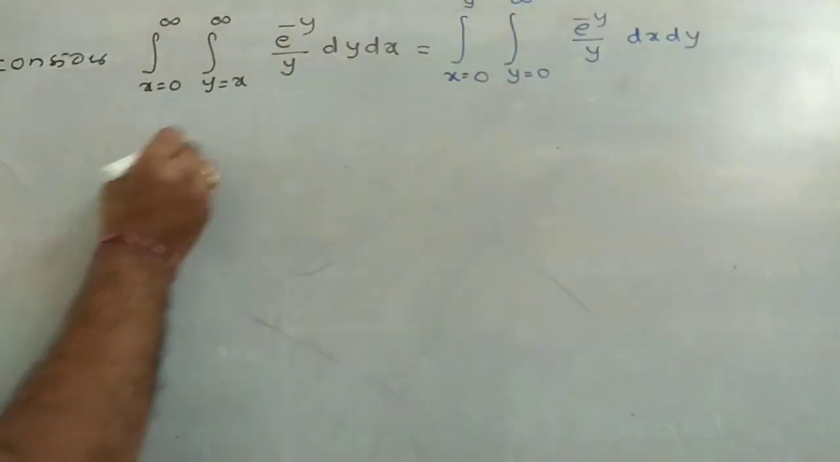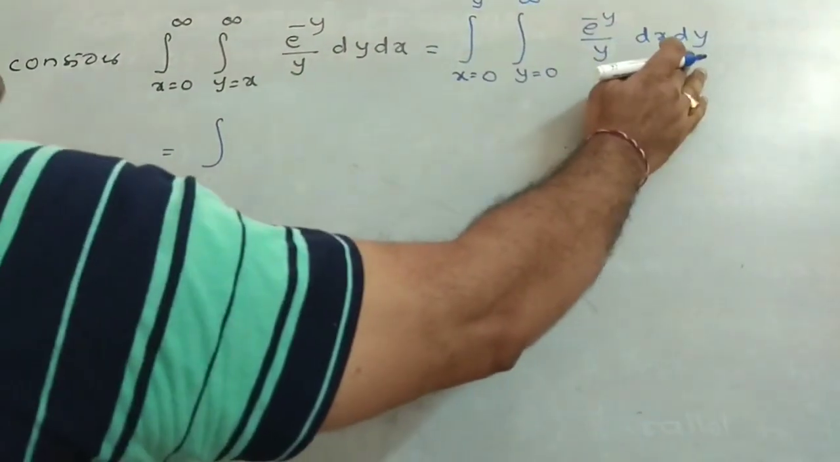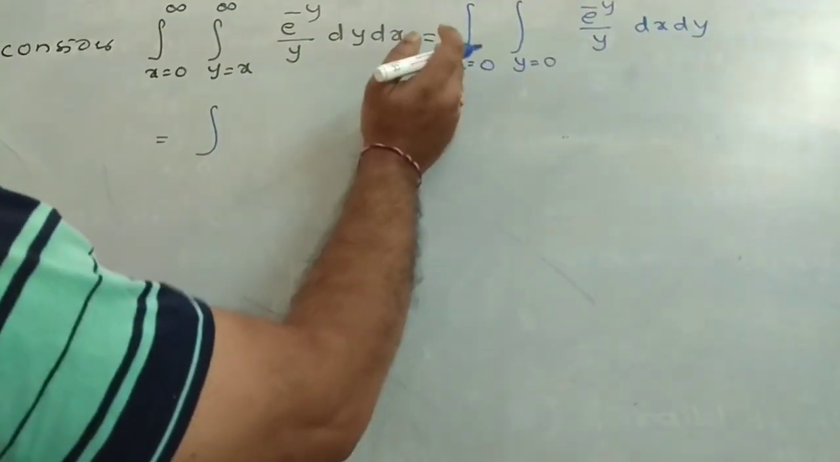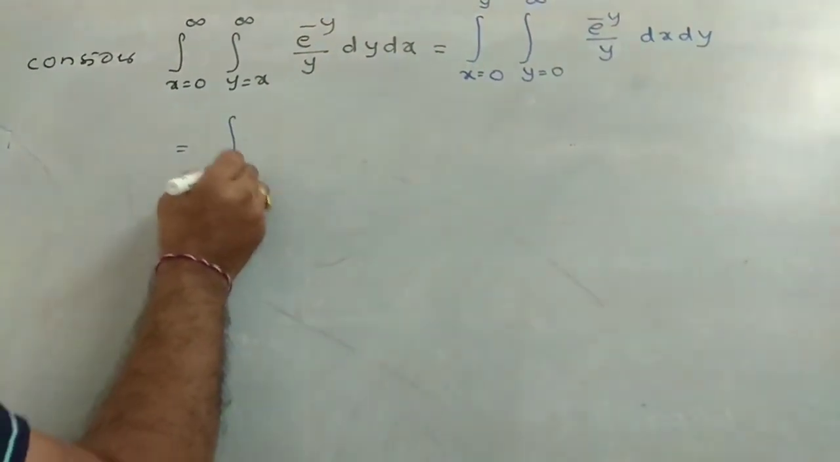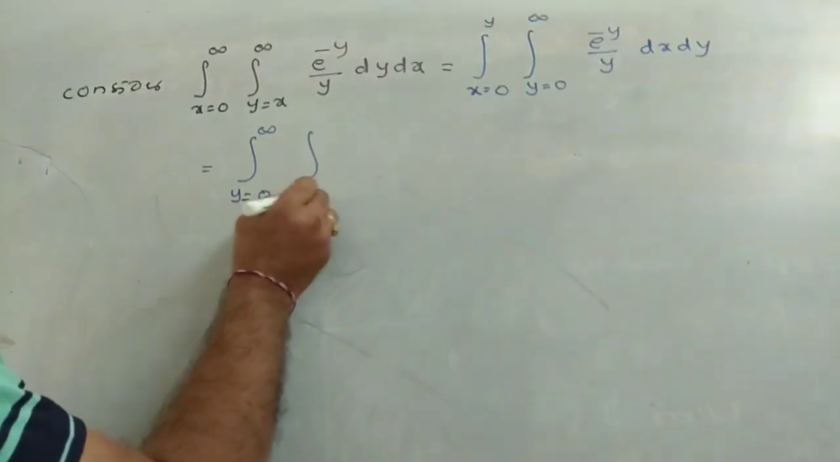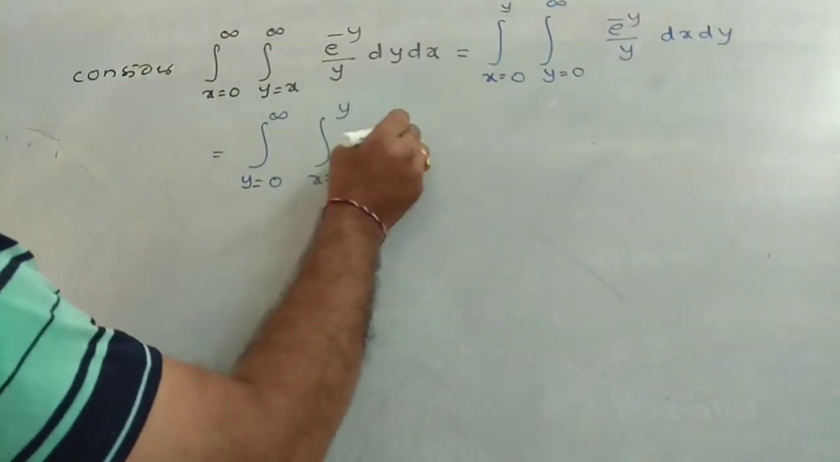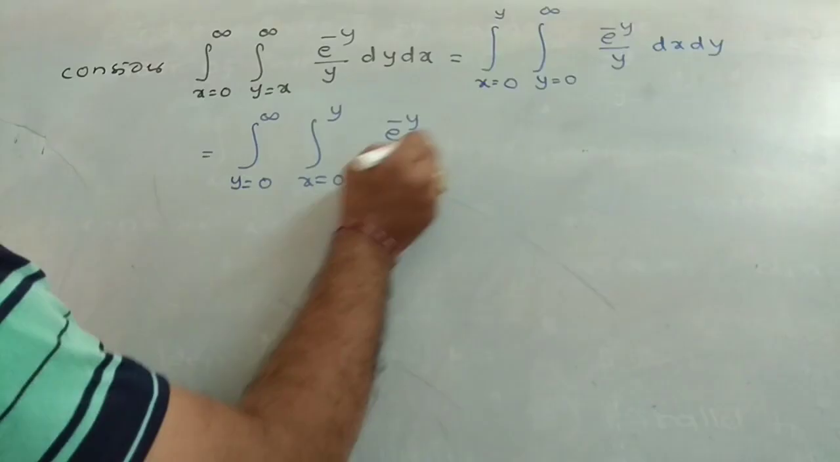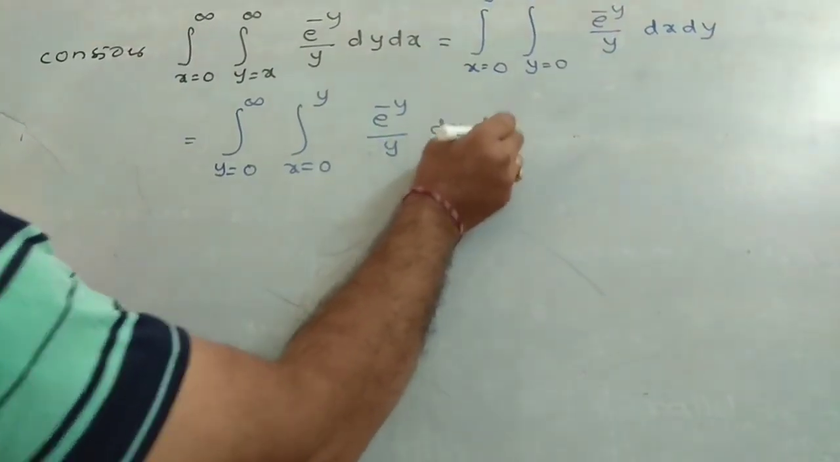So this is equal to, what is the meaning of dx dy? In the reverse, first we should write the y integral. So it is 0 to infinity. The next is the x integral, 0 to y, of e power minus y divided by y, dx dy.